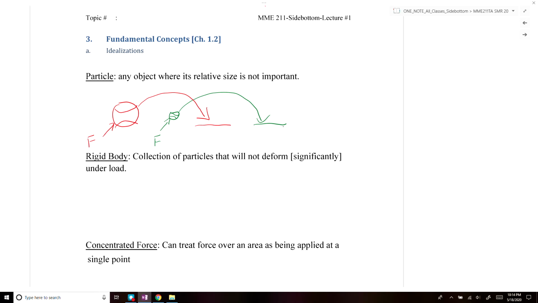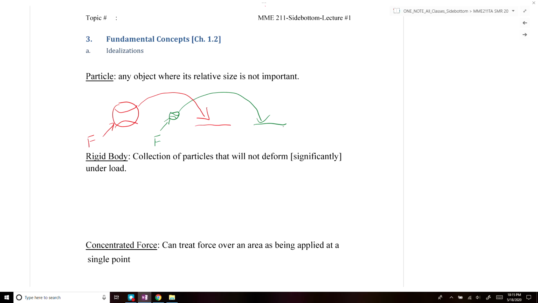All right. A rigid body is another assumption that we'll often make in this course. We will consider an object to be a rigid body if it is a collection of particles that will not deform significantly under load. The big benefit of this assumption is that you can ignore what the material is made out of.